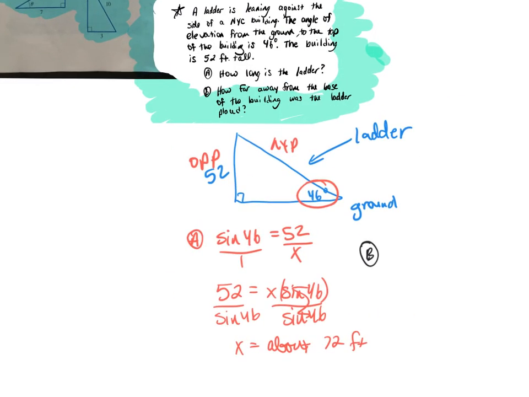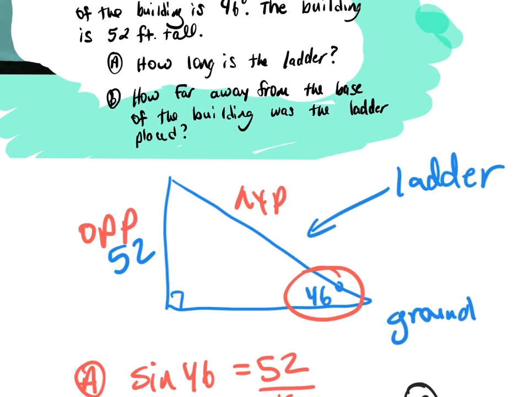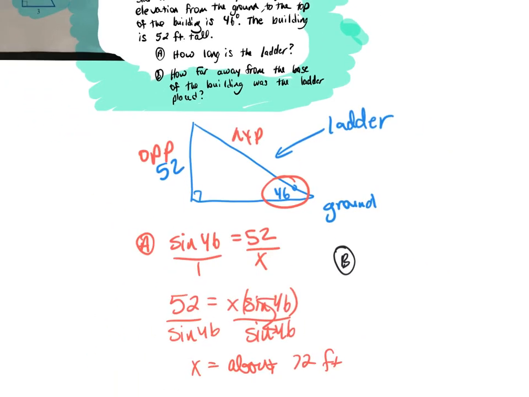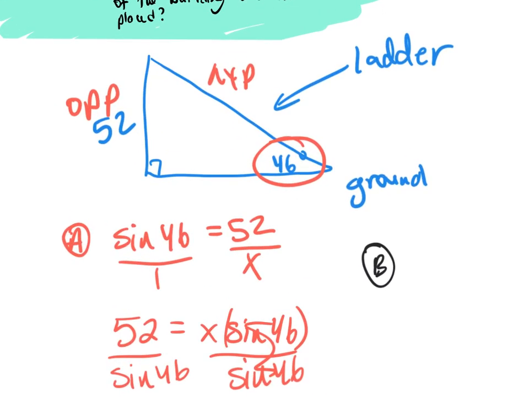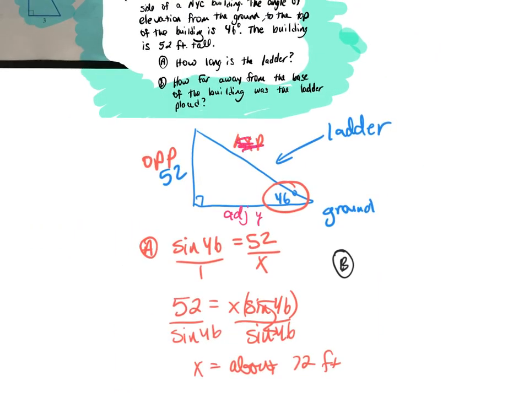Okay. Now, letter B is asking you a different question. Same building, same ladder, but B is saying, how far away from the base of the building is the ladder placed? What piece of information are they asking me for now? How far away is the ladder from the bottom of the ladder to the bottom of the building? Which piece is that? The horizontal piece, the adjacent piece, right? They're looking for this. We'll call this one Y. So what trig function, guys, uses opposite and adjacent? Tangent. So you say tangent 46 equals the opposite side, 52, over the adjacent side, which is what we're looking for.